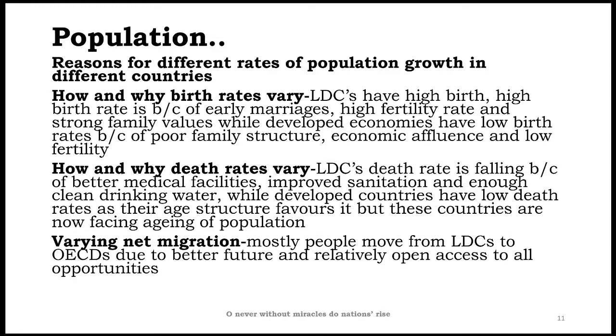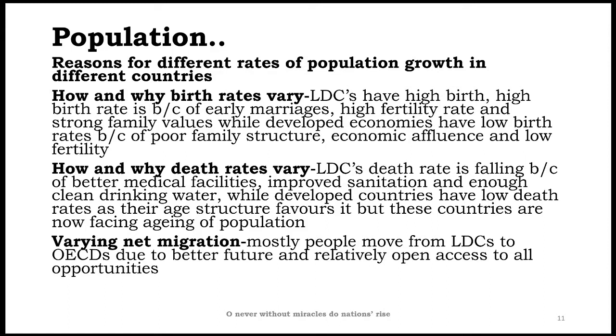High birth rate is because of early marriages. Mostly in developing countries, people marry at an earlier age. So due to high fertility rate at the earlier age, the birth rate is also high. At the same time, in less developed countries, there are strong family values. People prefer to live together and form a family, and the family is completed with the birth of a kid. So people first get married at an earlier age, and then due to high fertility and the will to complete the family, they have babies, and ultimately the population increases.